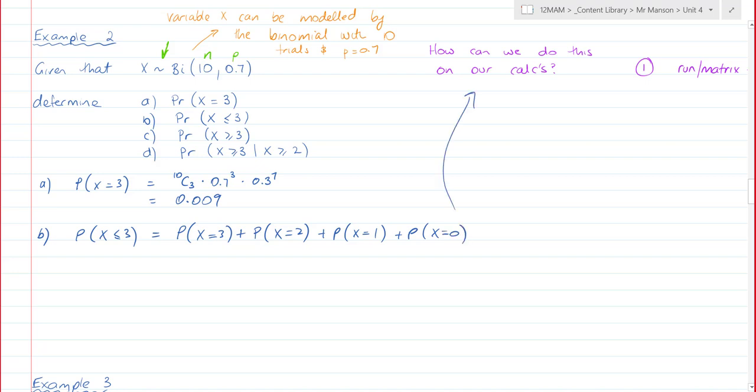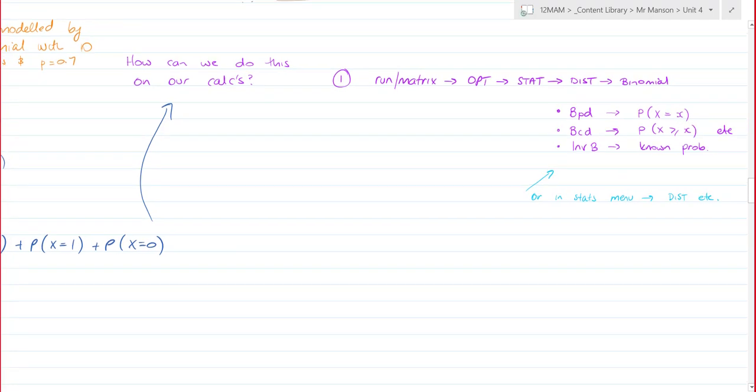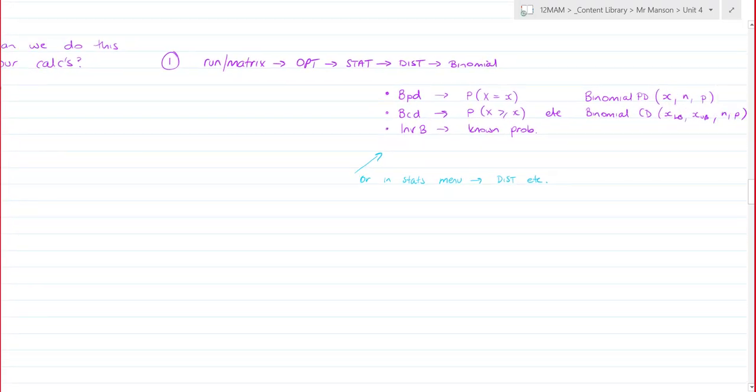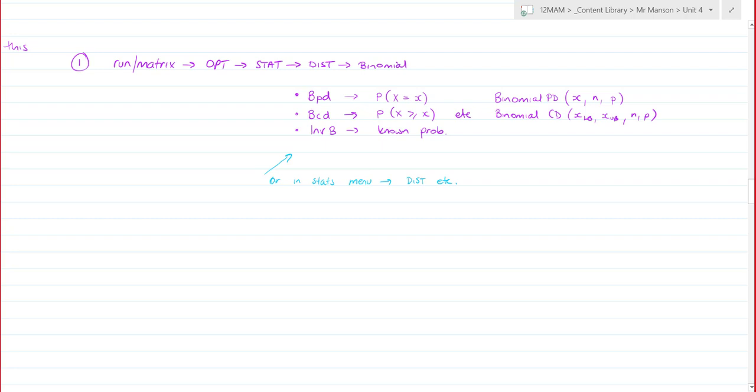So you can either go into your run matrix and then options, distribution, binomial. You can do that, and I'd encourage you to know how to do that. But if you do it through run matrix, you also need to know the syntax, and it's not obvious. It took me a while to work out the syntax. So you have got a second option. You can go into the stats. If you do it through the stats menu, they just put it up on the screen and they tell you what to put in the blank spaces. Whereas if you do it through the run matrix menu, you have to know what I mean by that.